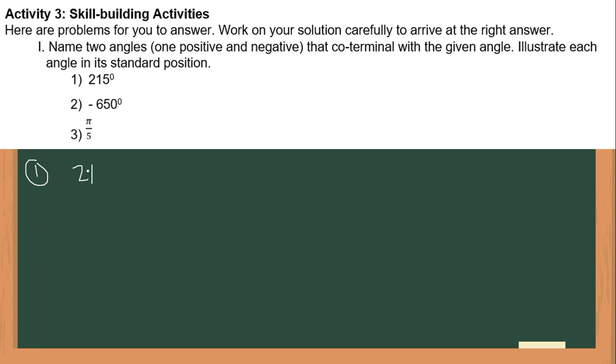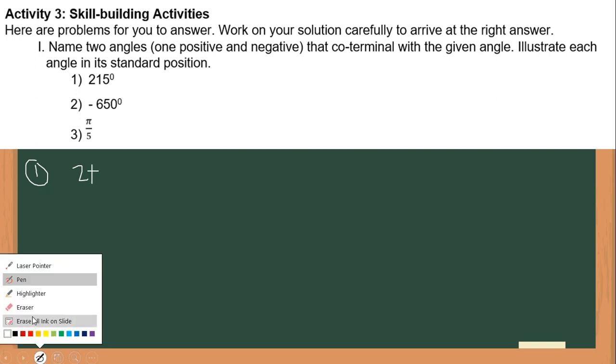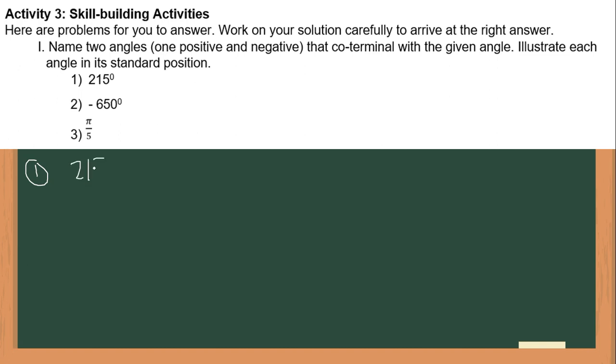575, very good. 215 plus 360, that is the first positive coterminal angle. That is 575 degrees. So, what is the negative? Negative 145, sir. Okay, negative 145. Okay, next, number 2.